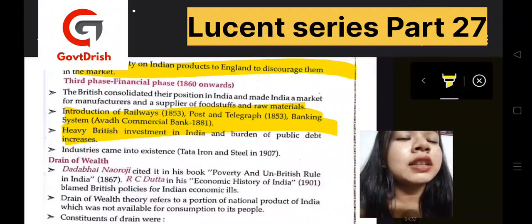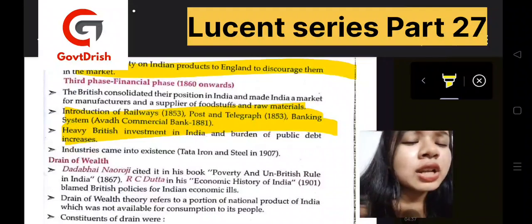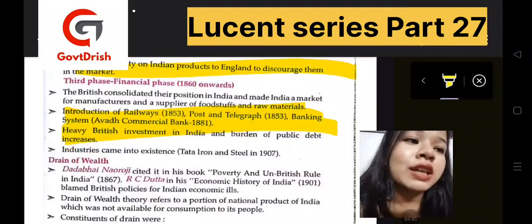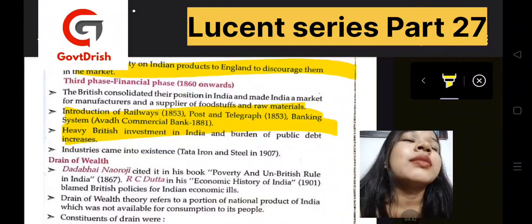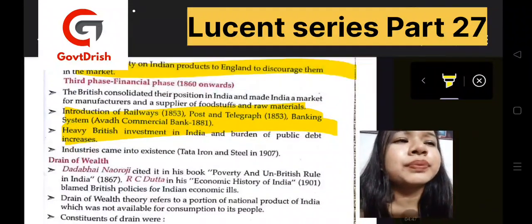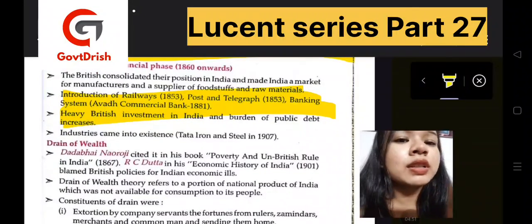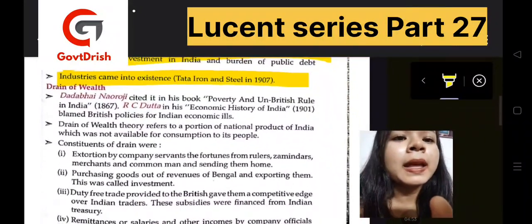Okay, we can agree a bit that the British had invested in India, but it was for their own sake, for their own betterment. Even this led to public debt, and the farmers were exploited. A few industries also came into existence. Now, drain of wealth, this is one of the theories.